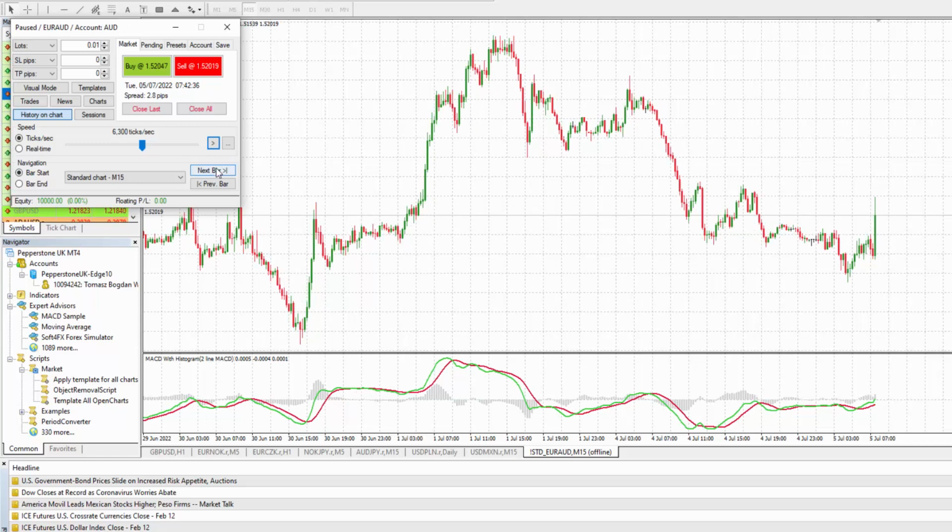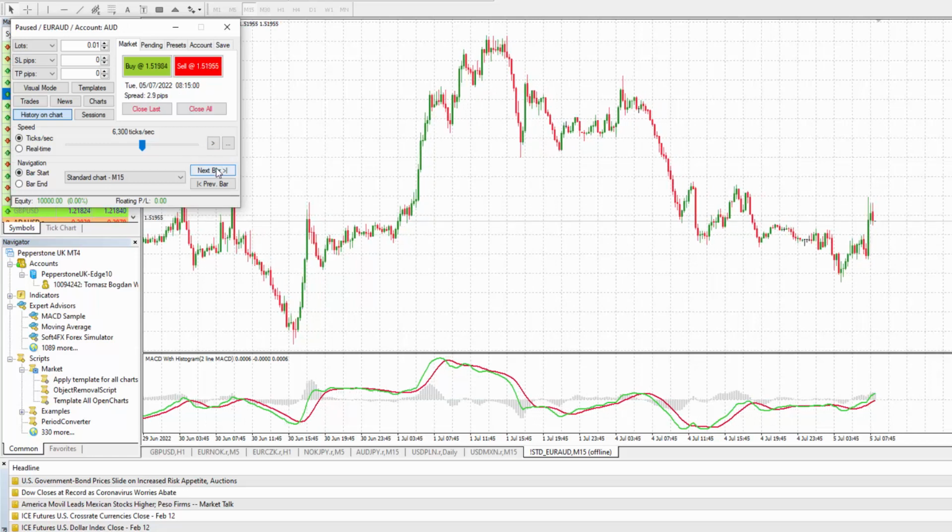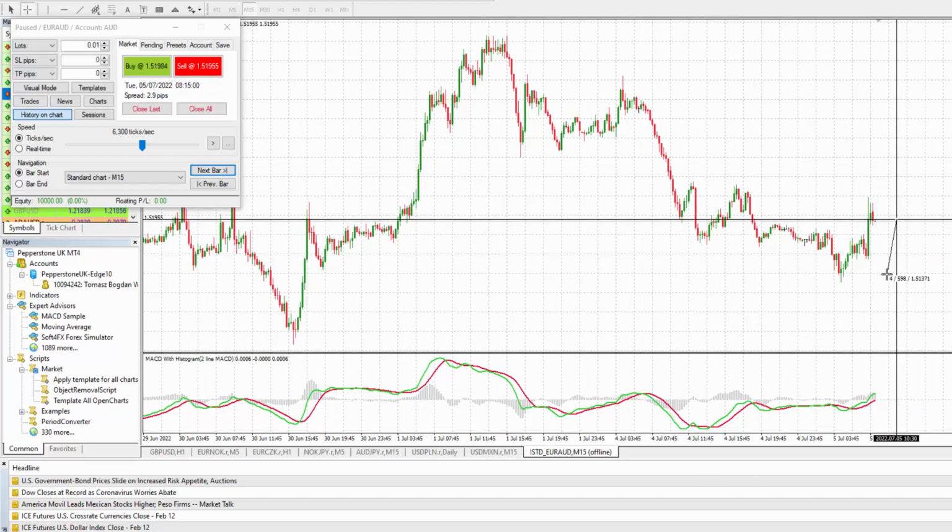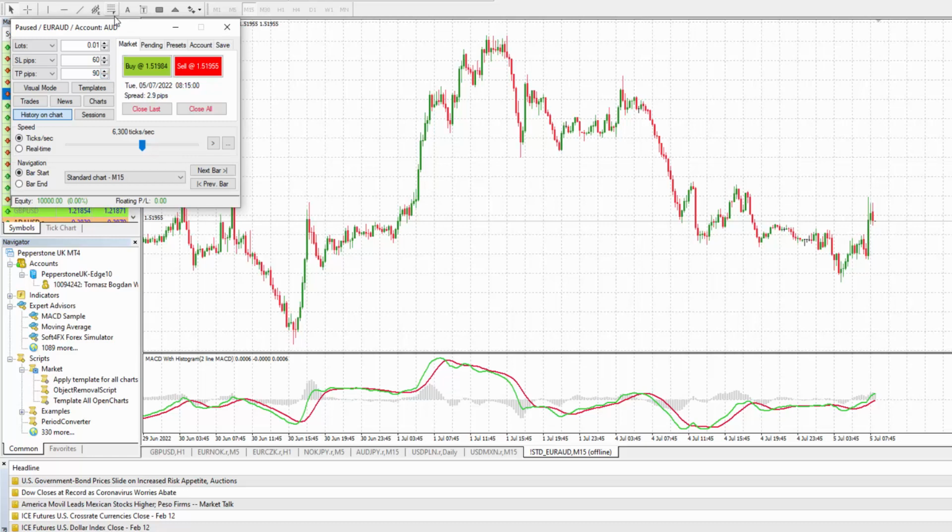Okay, here I have found something. Let me just move it a bit. Now, technically, we have here lower lows and here. So for this particular setup, I'm going to enter a trade. So I'll put it 60 will be the stop loss and 90 will be the take profit.